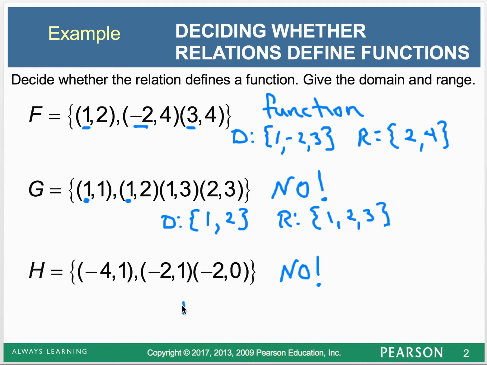The domain for this one then would be what? Negative 4 and negative 2. And the range for this one would be what? 1, 0. So if I've got a list of ordered pairs and I'm trying to determine if it's a function or not, all I need to do is look at the x values.